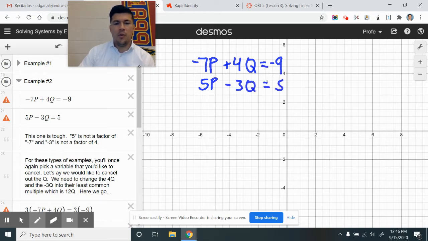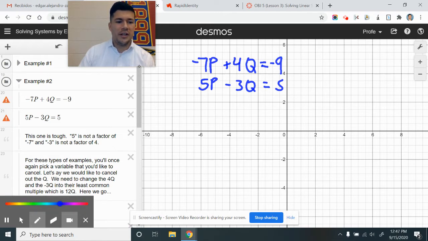And let me explain why I'm making the second video. Because this problem is more difficult when compared to the first problem. The reason it's more difficult is because we have a tough time making up our mind which variable we want to cancel, right? For example, what can I multiply 5 by to get negative 7? It would have to be a fraction. Or what would I multiply negative 3 by to turn it into a 4? So I don't know a single value that I could multiply either equation by.